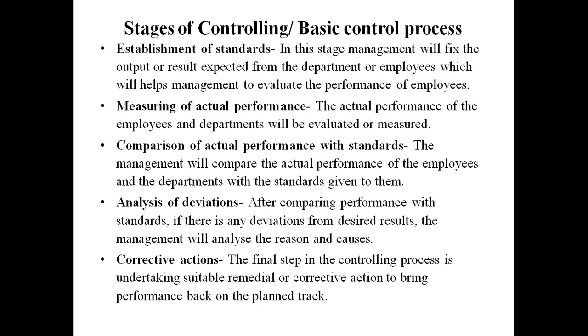Then coming to the second stage of controlling, that is measurement of actual performance. In this stage, the organization will measure the performance of the employees and the departments of the organization. Then coming to the third stage of controlling, that is comparison of actual performance with the standards. The management will compare the actual performance of the employees and departments with the standards given to them.